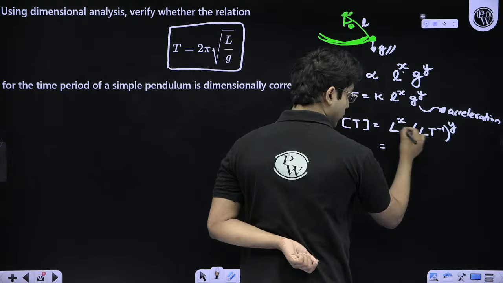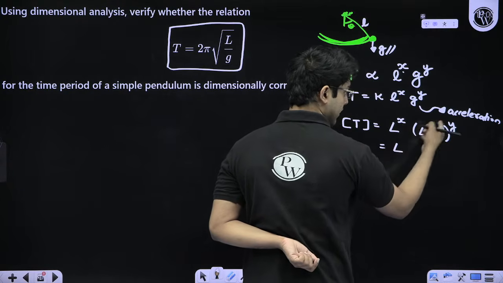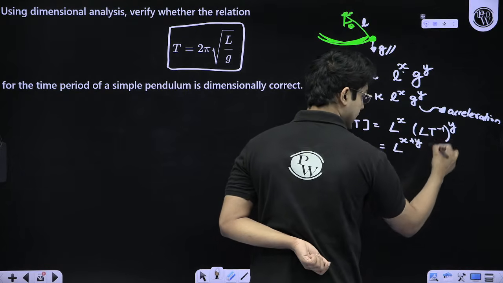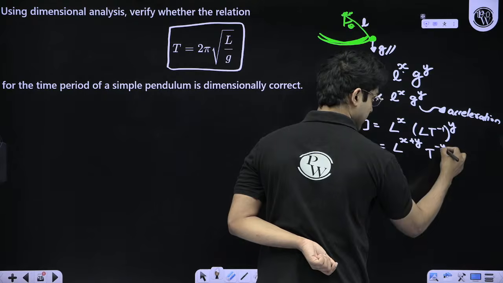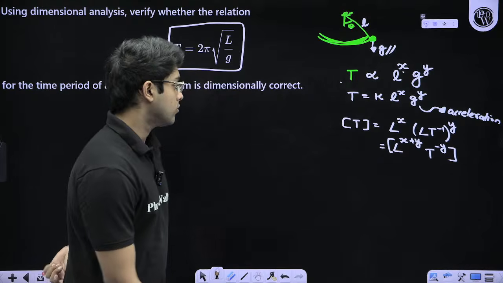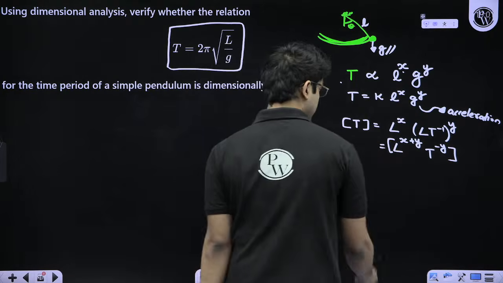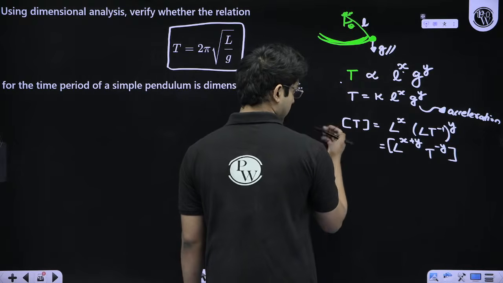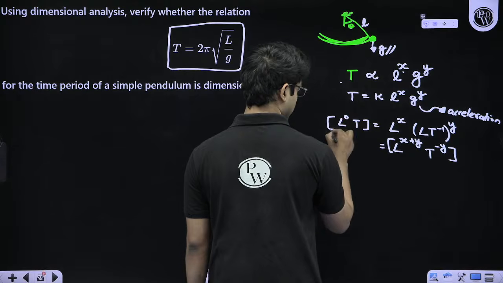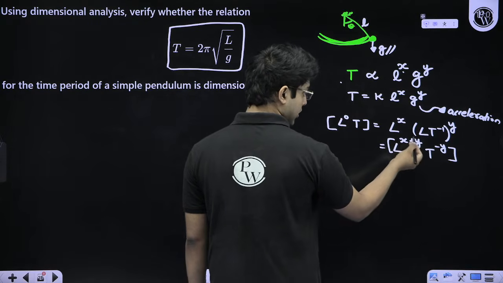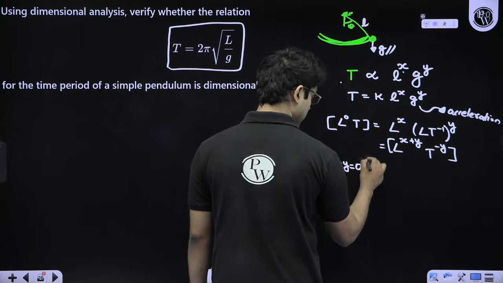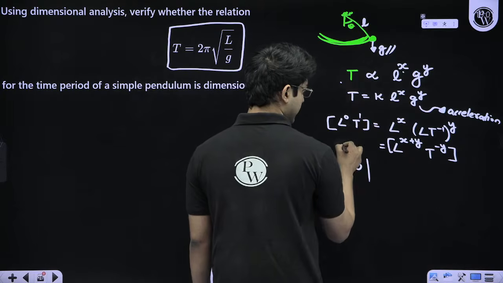Now club L together. So there is an L raised to x and an L raised to y. So this will become L raised to x plus y and T raised to minus y. So now dimension here and here should be the same. There is no length on the left side. No length means it is length raised to 0, right? That is what no length means. Now compare the power. x plus y should be equal to 0. That's the first equation. Time's power is 1.